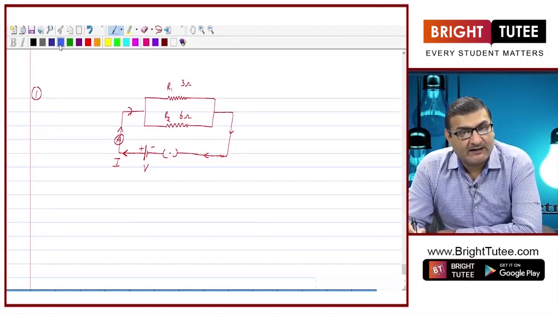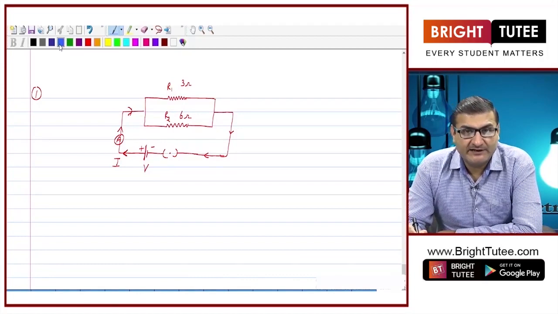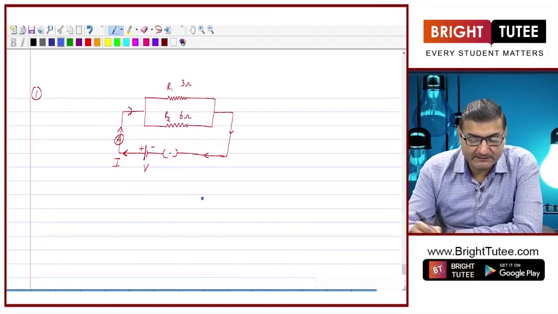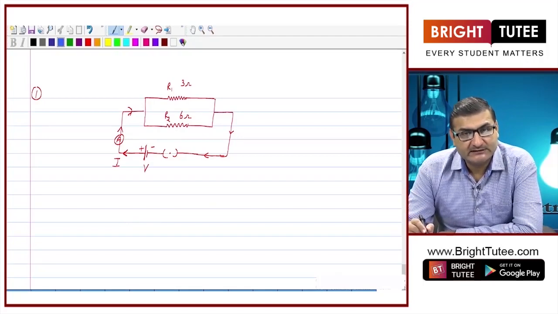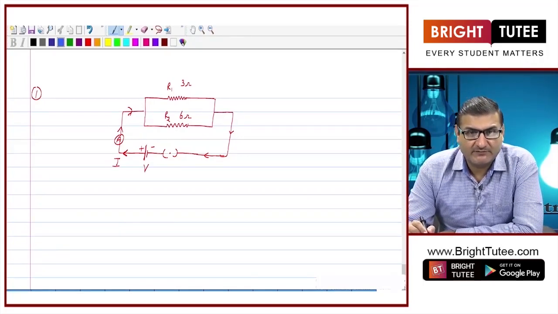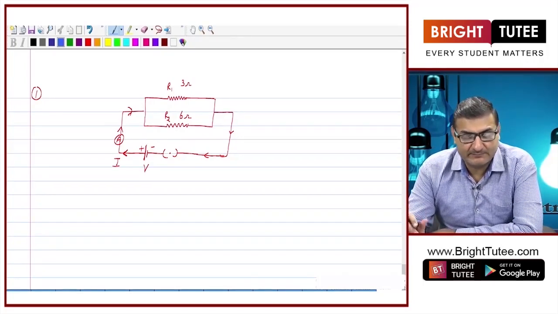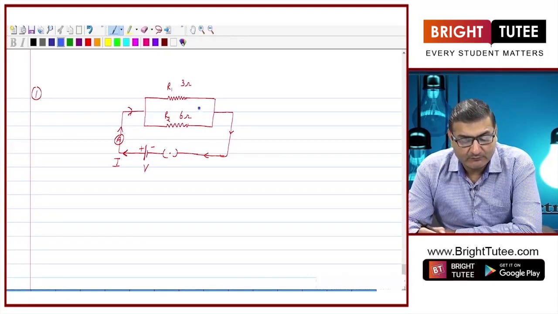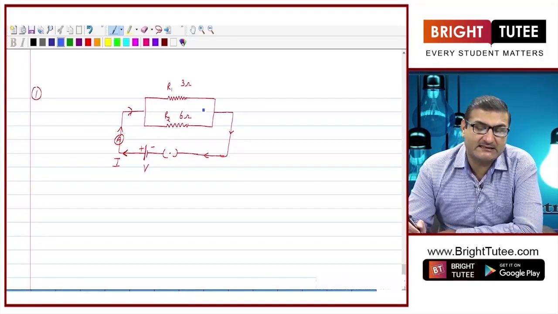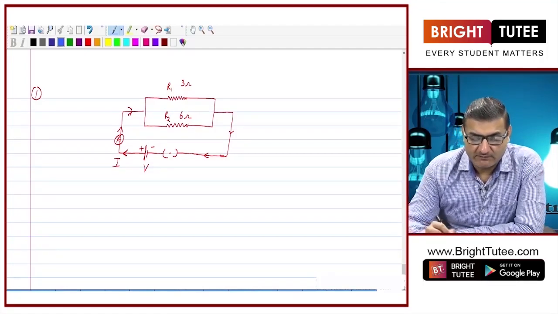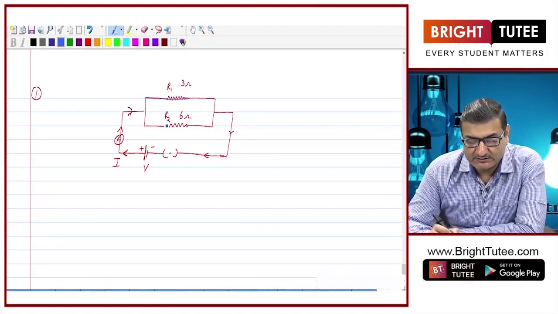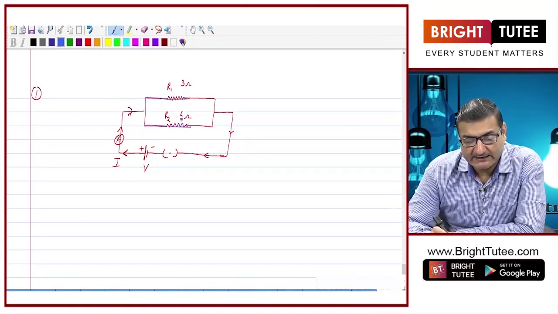Now, as we have done in series, we need to relate that in this particular circuit there are a few things that we can find out. First, let us see only the simplest part. We are given to find the total resistance in the circuit.